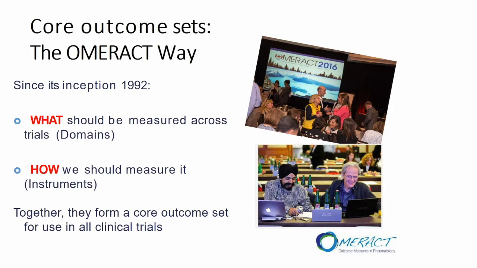Just to reiterate, this is something for people that are newer to OMERACT. This development of core outcome sets is something that we've been doing since the beginning, since 1992. And we always focus on first deciding what should be measured across clinical trials, and then deciding how we should be measuring it. And then together those form the core outcome sets.